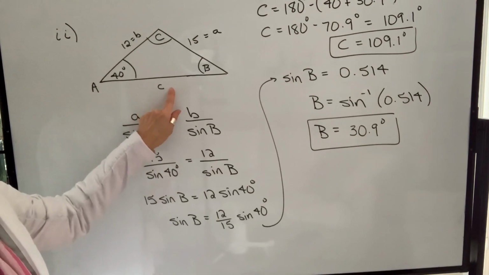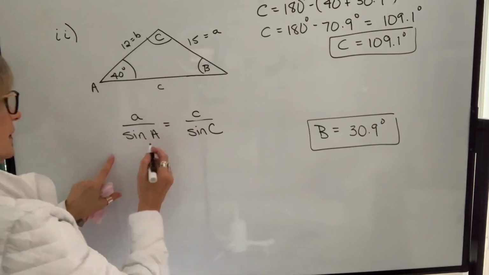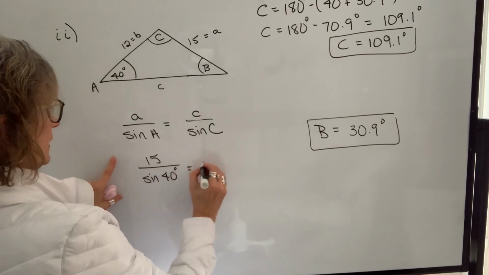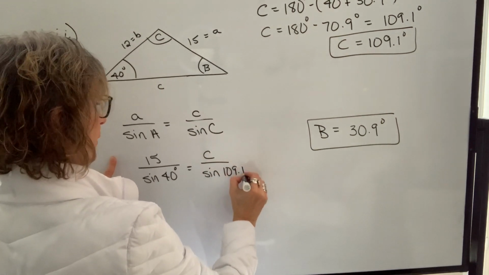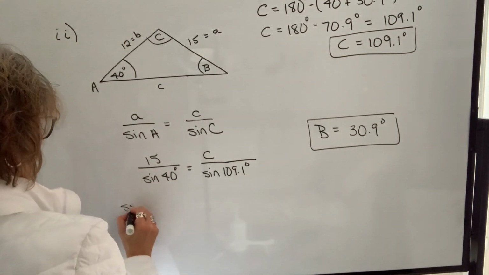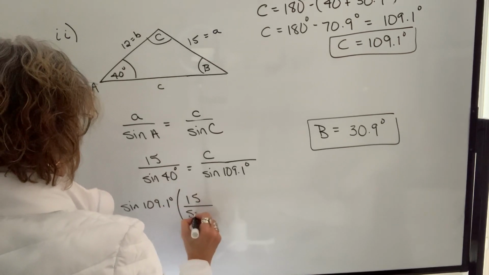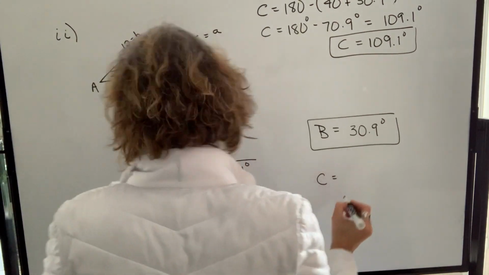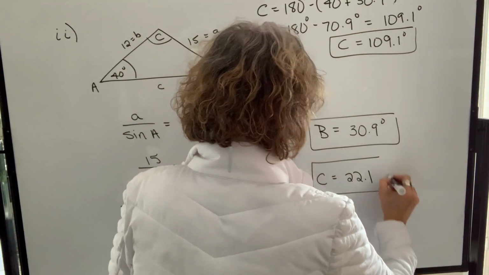I'm missing side C. In order to solve for C, I'm going to use what was given. A is 15, 40 degrees was given. I found my angle to be 109.1 degrees. Now I can solve for side C. Multiply both sides by sine of 109.1 degrees. And I obtain 22.1 as my length of C.